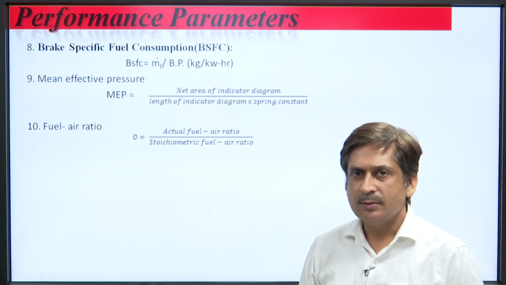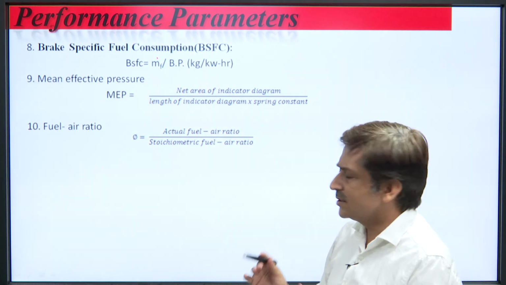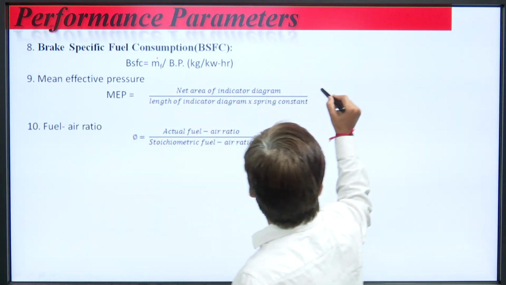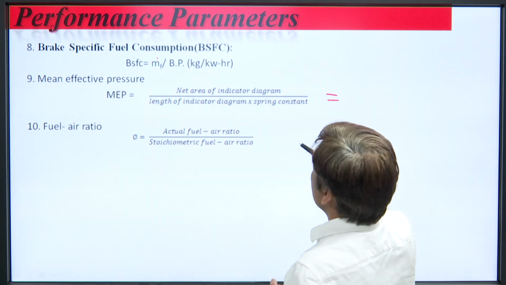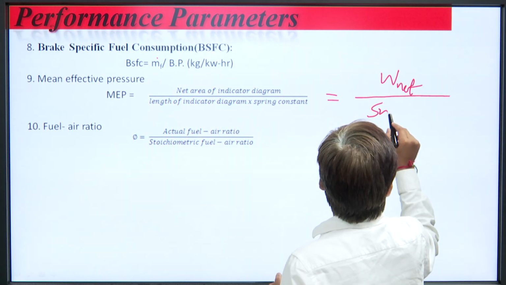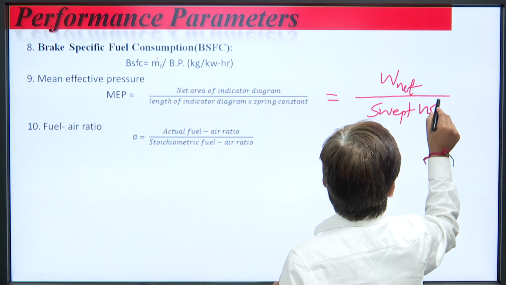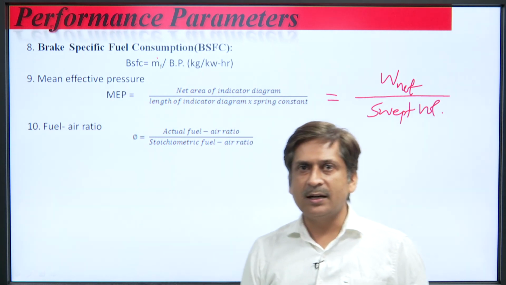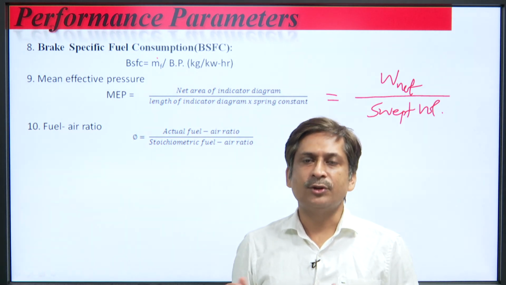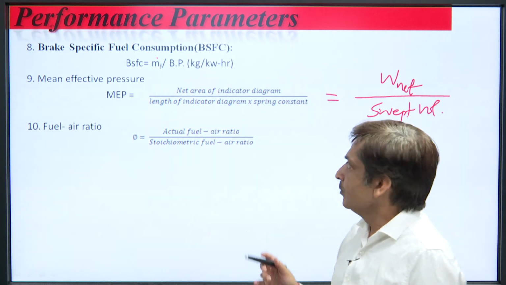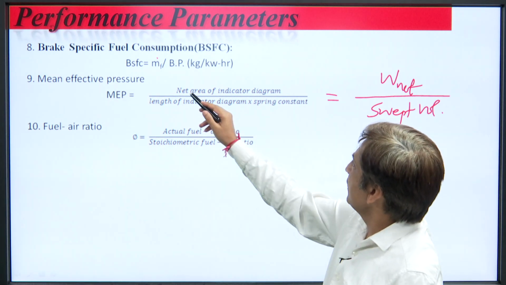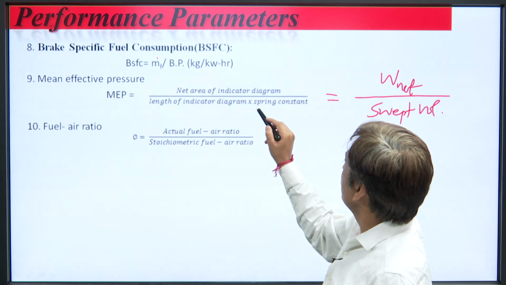Now, mean effective pressure, we have already discussed this. It is the average pressure throughout the cycle, and it is measured as net work of the cycle, output of the cycle, upon swept volume. It is measured with the help of the indicator diagram. Indicator diagram is nothing but the representation of pressure versus volume, or pressure versus crank angle rotation. So, mean effective pressure can be measured from the indicator diagram as net area of the indicator diagram upon length of the indicator diagram into the spring constant.